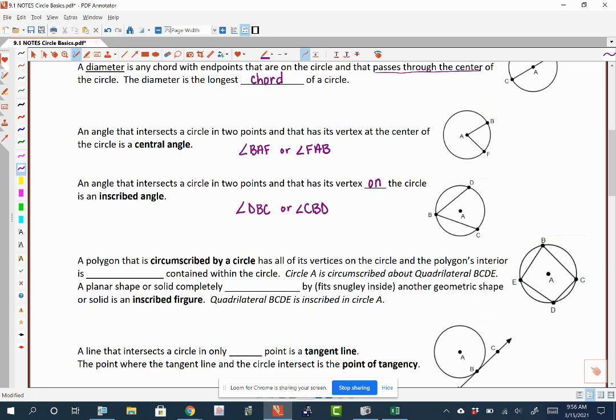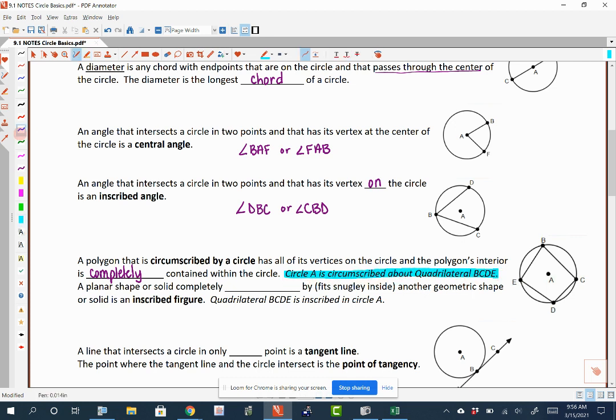The next one we talk about is what's called circumscribed. So we say a polygon, which we know has to have sides. Squares, rectangles, triangles, pentagons, all of those have sides. So a polygon that is circumscribed by a circle means it has all of its vertices on the circle, and the polygon's interior is completely contained within the circle.